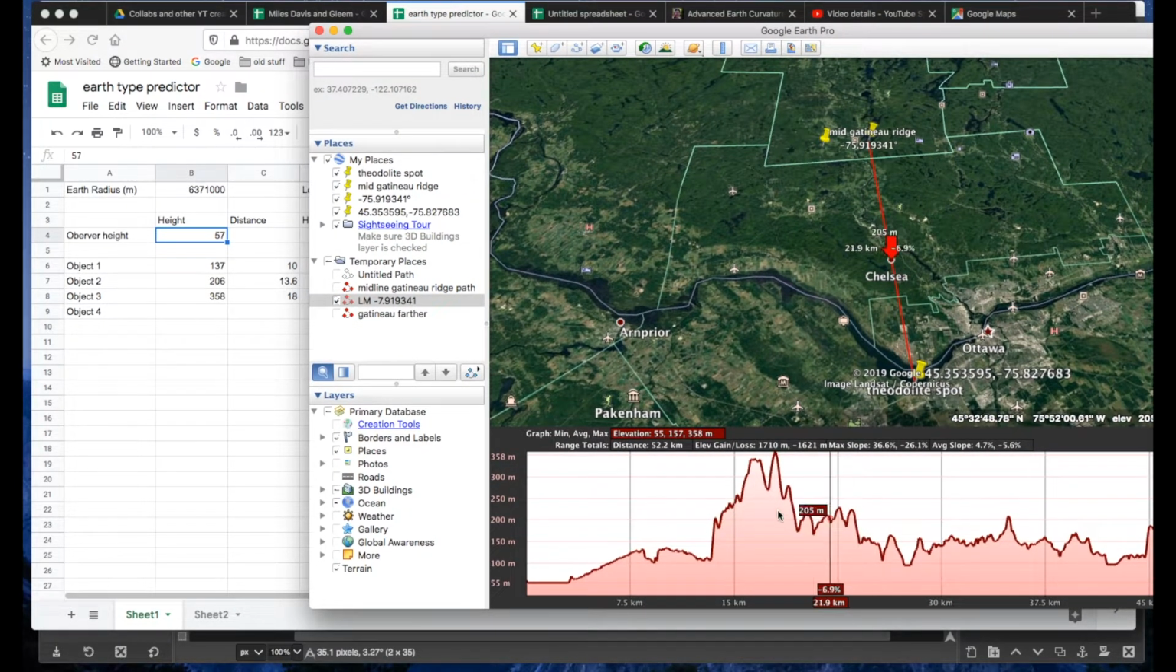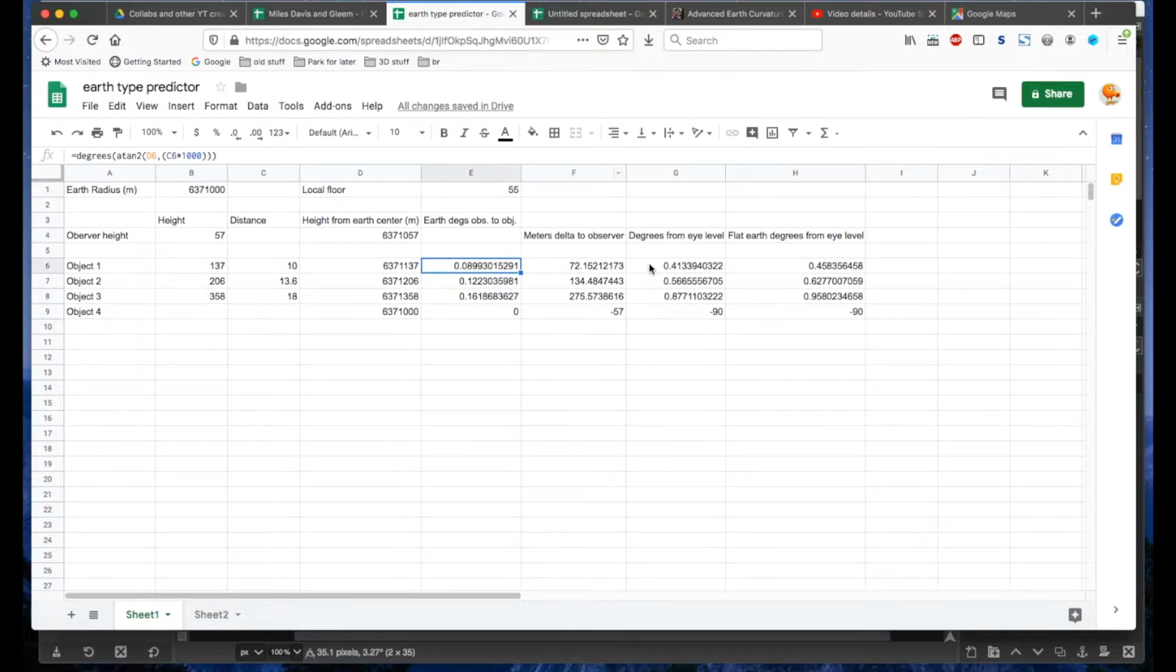And the first one, which is up here, is about 358 at 18 kilometers. The second one is going to be somewhere around here, which is 206 at 13.6 kilometers. And then the third one is either going to be this one or this one, but I chose this one because it's slightly higher than this one: 137 at 10 kilometers. And I'm not going to explain the math. I explained it already in the other one.